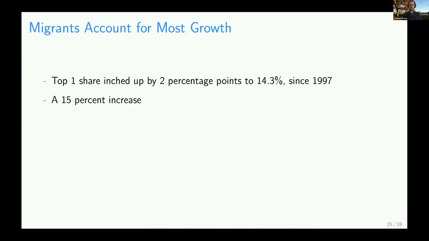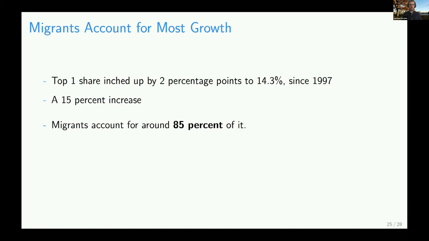The top 1% share increased by 2 percentage points to 14.3% in the UK since 1997. This is a 15% increase. We calculate that migrants account for 85% of it. So a really large chunk of this increase is accounted for by migrants.